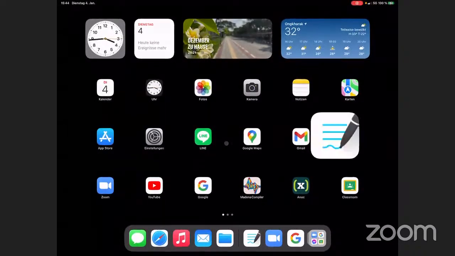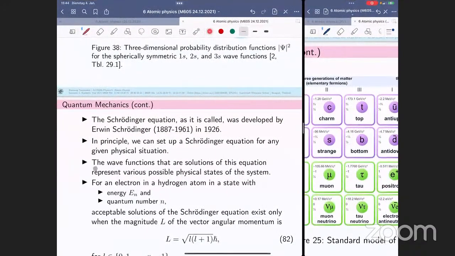Okay, that person, Erwin Schrödinger, set up the equation to predict the particle given a physical situation, and the wave functions that are solutions of this equation represent various possible physical states of the system. Yeah, he developed the problem and he also derived the solution.